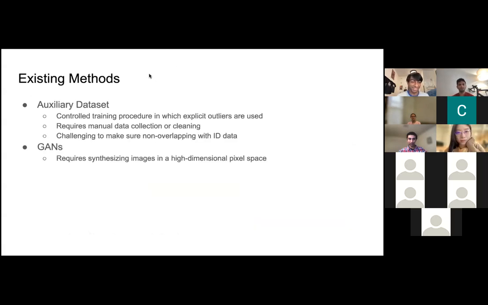Oh, the plural of moose is moose. Okay, good to know. It's not goose and geese, it's moose and moose.